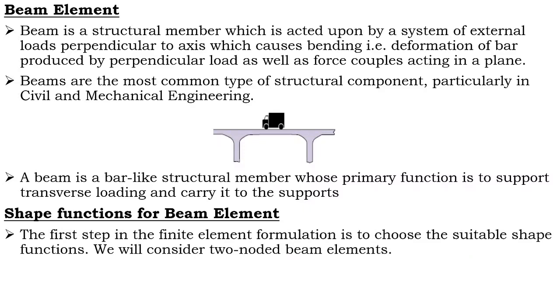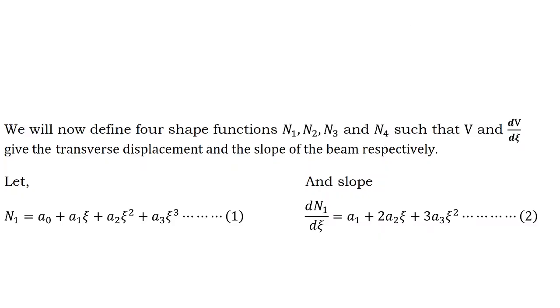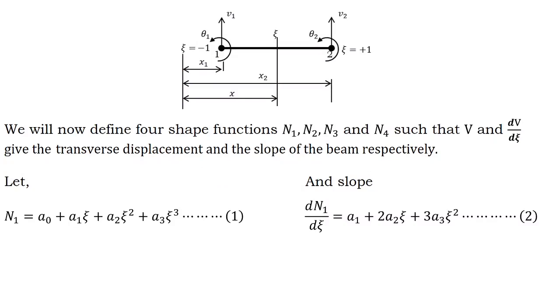Now as we are dealing with the shape function for the beam element, let us consider a beam element with two nodes, and at each node we are going to consider 3 degrees of freedom, that is axial and transverse displacement as well as slope. Now this is a beam element having the vertical displacement v1 and v2 at node number 1 and 2 respectively. Similarly I have a slope at node number 1 and 2, that is theta 1 and theta 2, and this is v1 and v2, that is vertical displacement. Slope is theta 1 and theta 2.